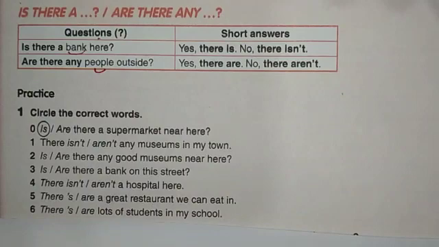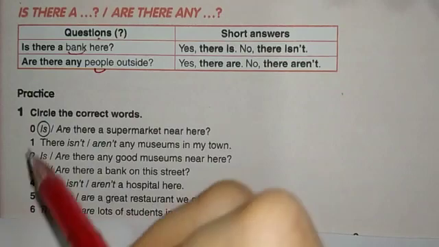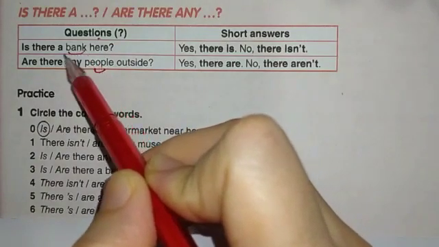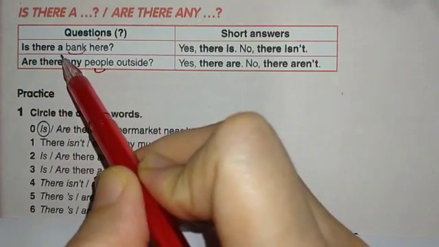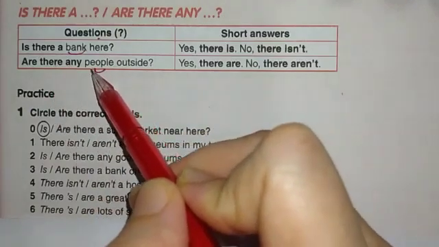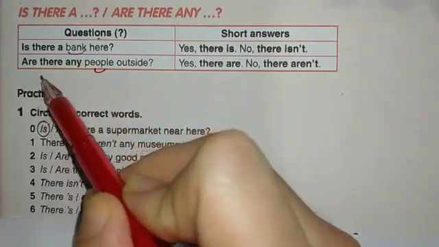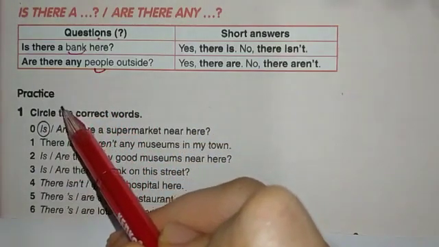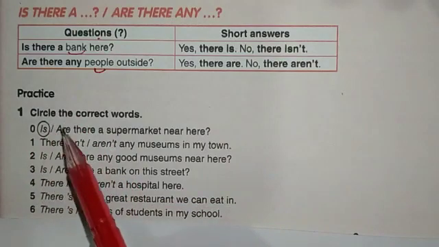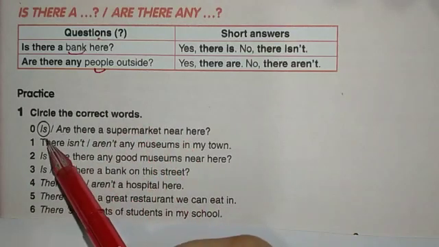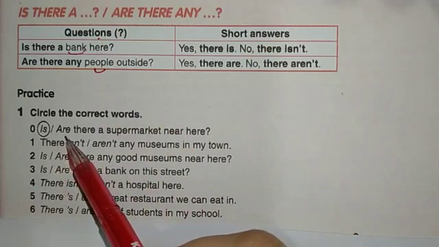So we can conclude that if the sentence is followed by a singular noun, we will have to use "is there a". But if the sentence is followed by a plural noun, we will have to use "are there any". Now look at the practice here. Number 1, circle the correct words. In this practice, you will have to choose whether the answer is "is" or "are".